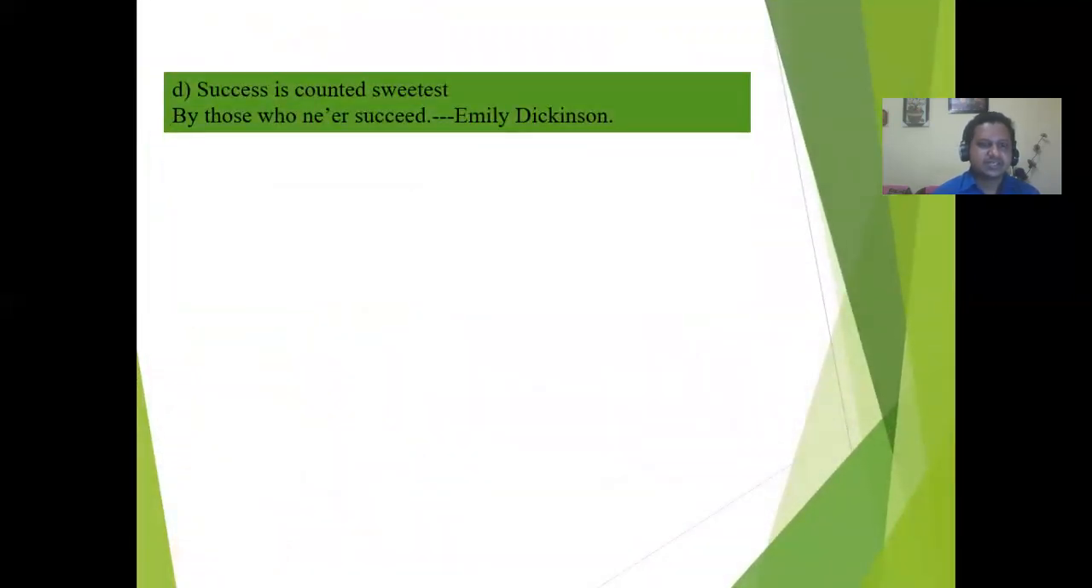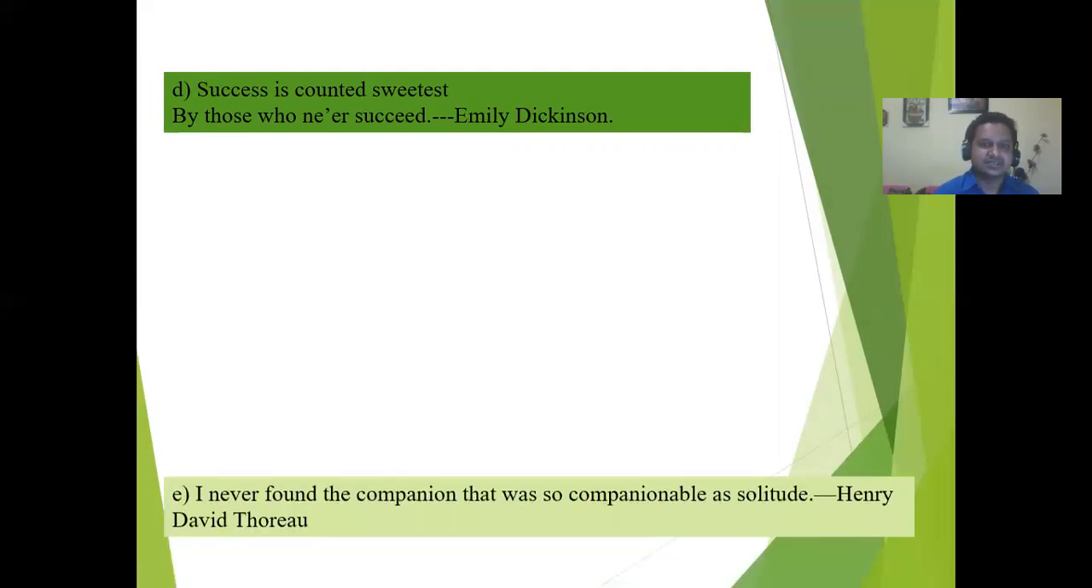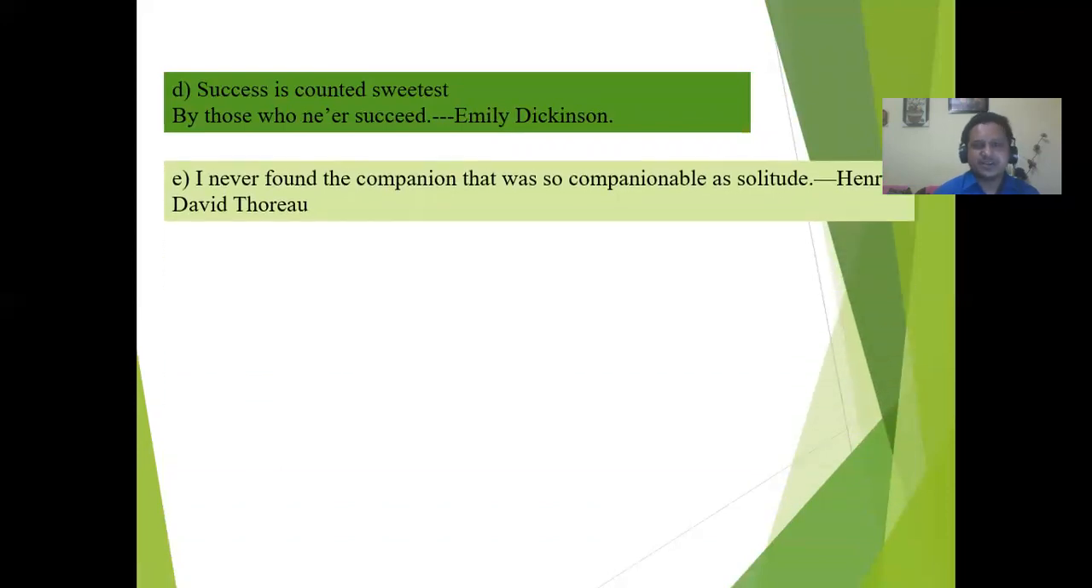Some more examples. "Success is counted sweetest by those who never succeed," Emily Dickinson. "I never found a companion that was so companionable as solitude," Henry David Thoreau. So here we find the example of paradox. The statement is paradoxical at the first reading, but has a truth, a valid meaning, if we go through the line closely.